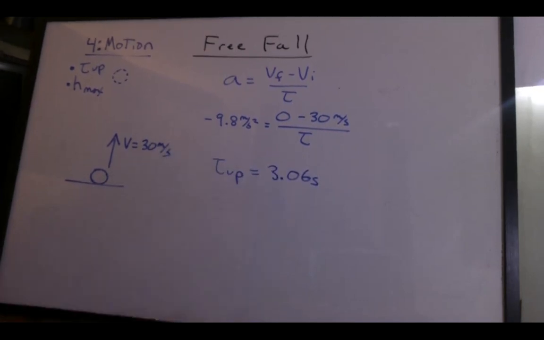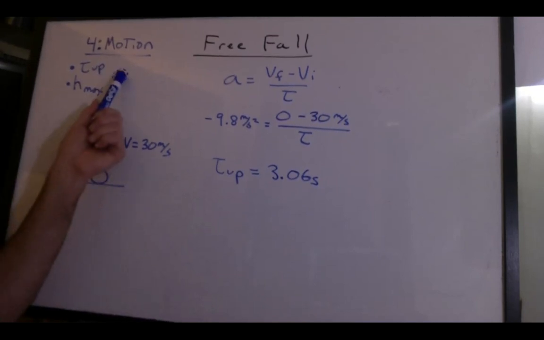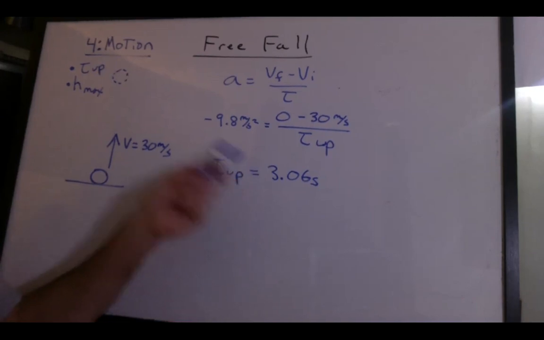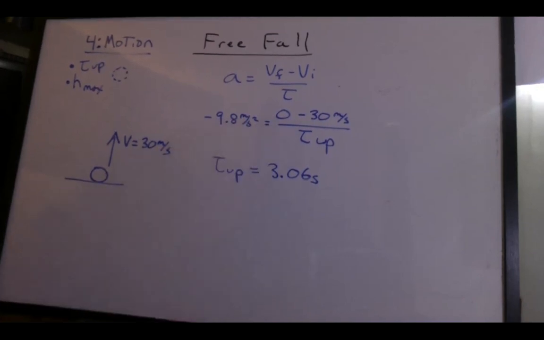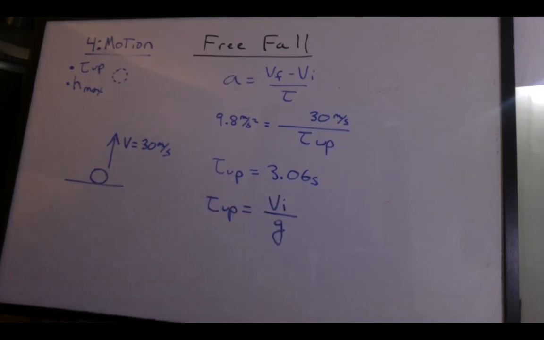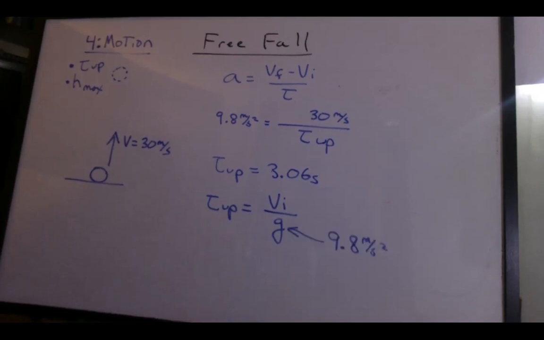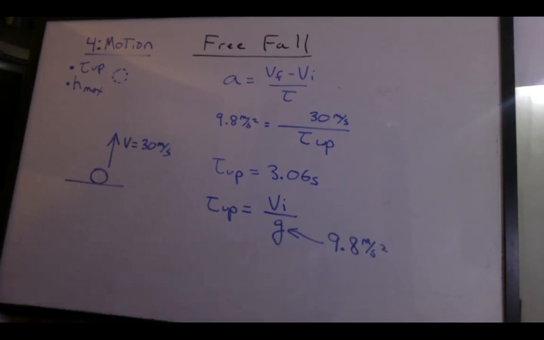Rearranging, we get 3.06 seconds. This is actually useful when you talk about getting to the top of the trajectory. This would be called time up. And you might notice that the negative signs are going to cancel. So we can make a formula now and just say time up equals v initial over g, and we put in g as a positive 9.8.